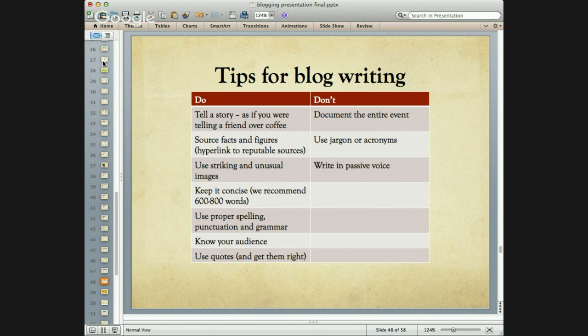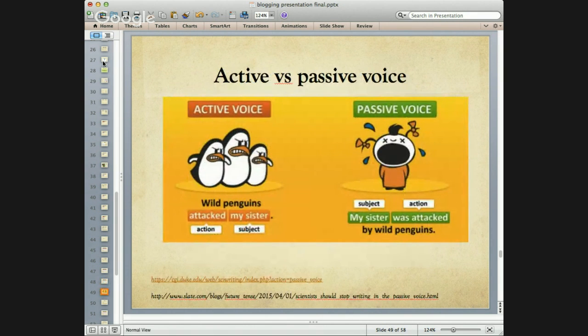The passive voice is the bane of a lot of communicators. It is counterproductive to a good, active, character-filled story. If you don't know what active and passive are, in active voice the subject performs the action. So the two examples here: in active voice, "Wild penguins attacked my sister," whereas the same sentence written in passive voice is, "My sister was attacked by wild penguins."